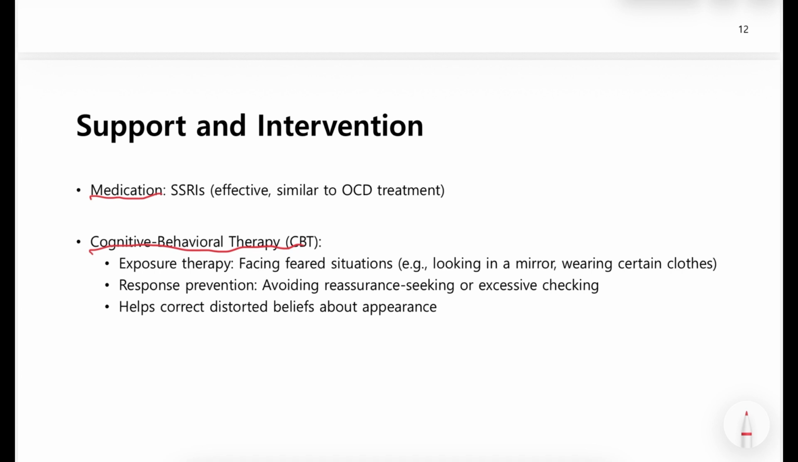CBT includes several approaches. First, exposure therapy encourages patients to face feared situations such as looking in a mirror or wearing certain clothes. Second, response prevention helps them avoid reassurance seeking or excessive checking behaviors. And overall, CBT aims to help patients correct distorted beliefs about their appearance, reducing preoccupations and distress.